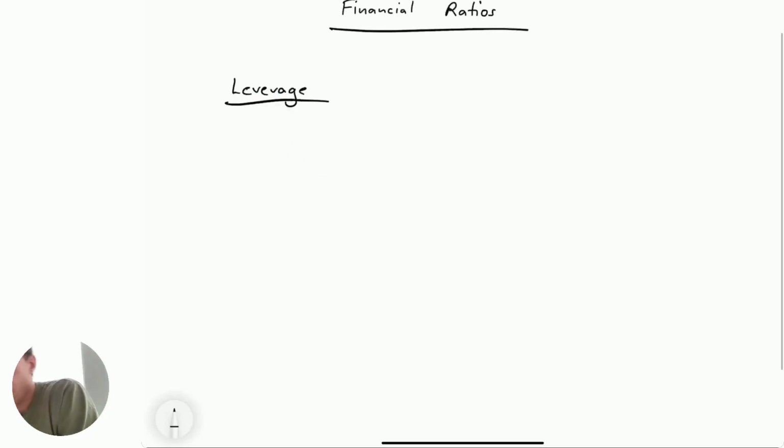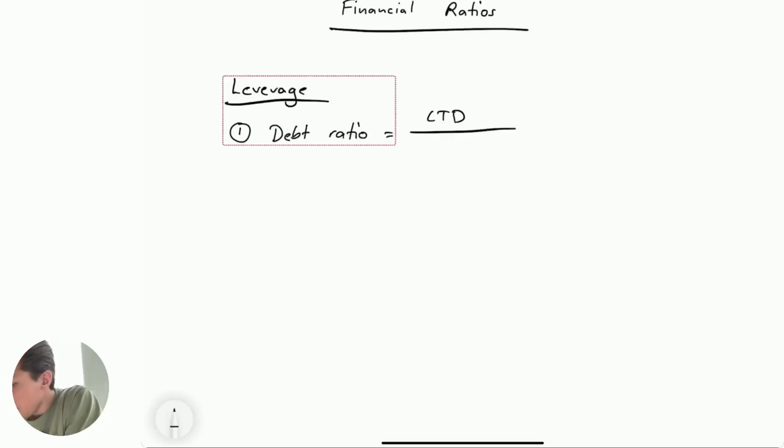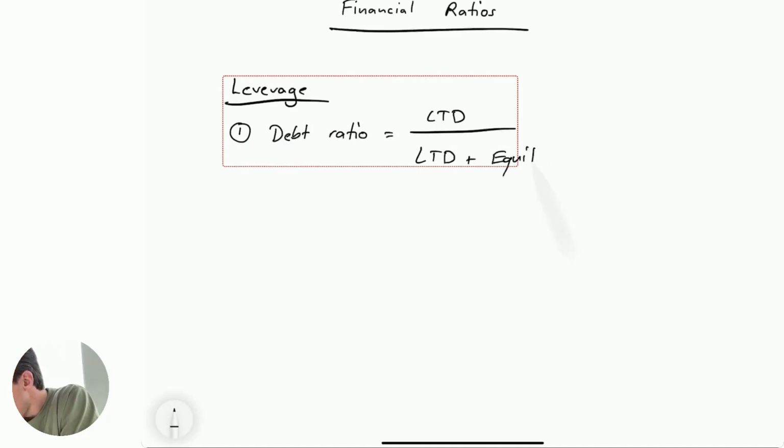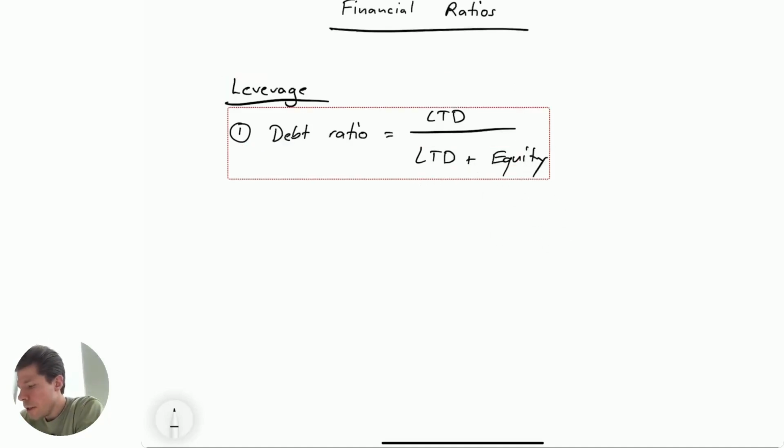leverage ratios. Leverage ratios basically consider the firm's long-term ability to meet its obligations and financial leverage. I would like to introduce 3 ratios. The first one is debt ratio, which is basically long-term debt divided by long-term debt plus equity. Here you see a ratio of how much debt is used over the entire capital.